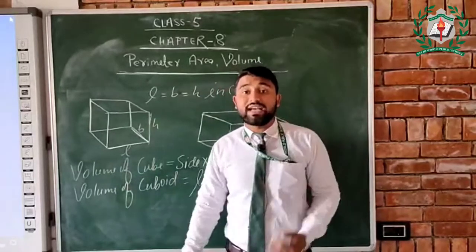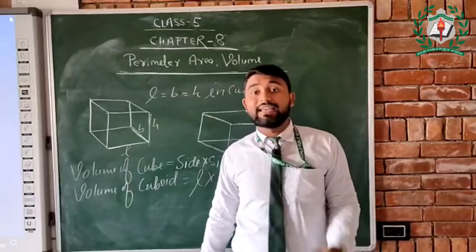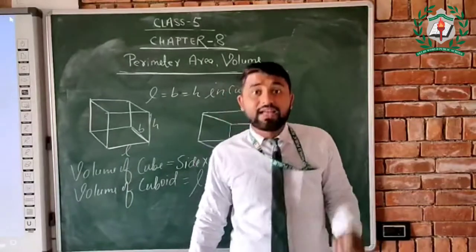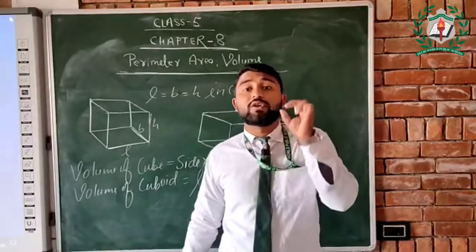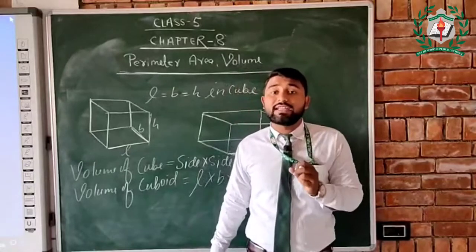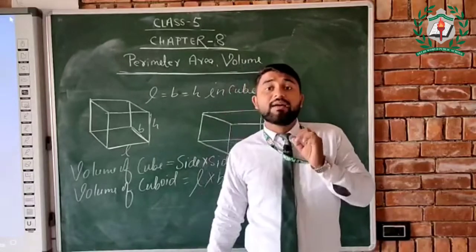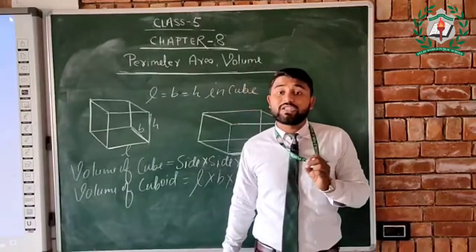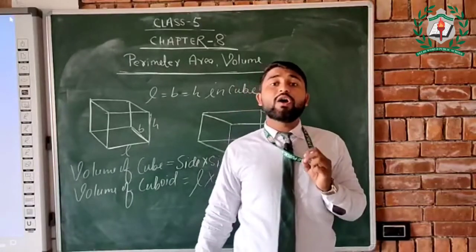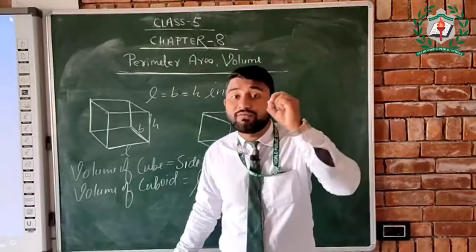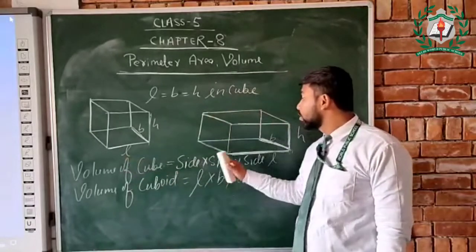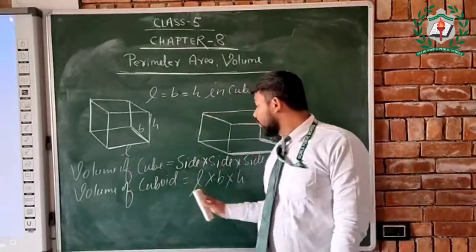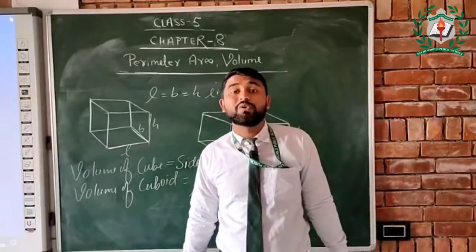I revise once again: perimeter of rectangle is 2 in bracket length plus breadth, perimeter of square is equal to 4 into side, perimeter of triangle is equal to a plus b plus c, area of rectangle is equal to length into breadth, area of square is equal to side into side, area of triangle is equal to half into area of rectangle, volume of cube is equal to side into side into side, and volume of cuboid is equal to length into breadth into height.